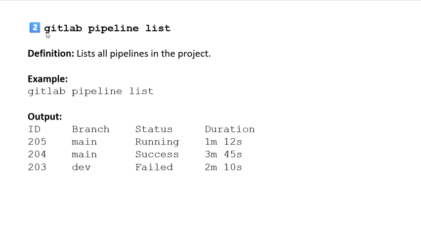Second pipeline command is gitlab pipelines list, and the definition is: list all the pipelines in the project. The example is gitlab pipelines list command, and the output is ID, branch, status, and duration. The branch is main, dev, etc., and the status is running, success, and failed, along with the durations of the running and successful pipelines.